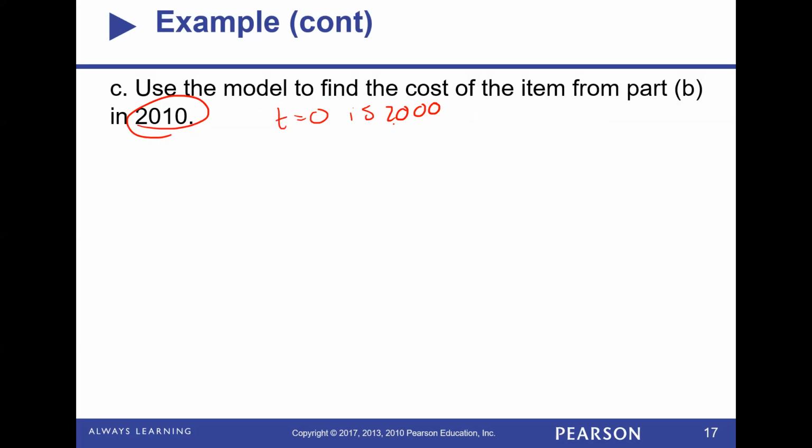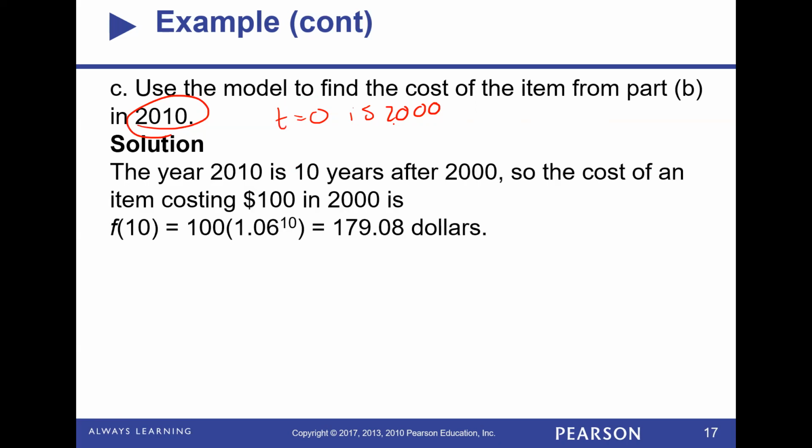So we're going to take the model that we created and just plug in 10. So we have 100 times 1.06 to the power of 10, which gives us about $179.08. And again, I'm rounding to 2 decimal places because it is US money.